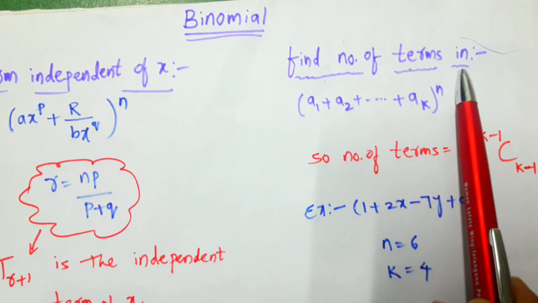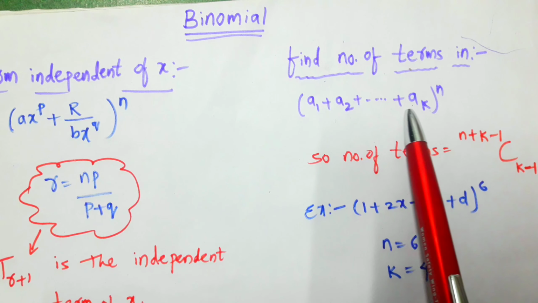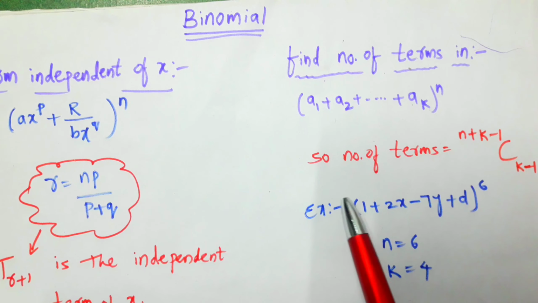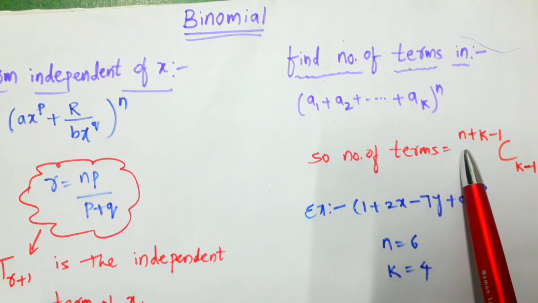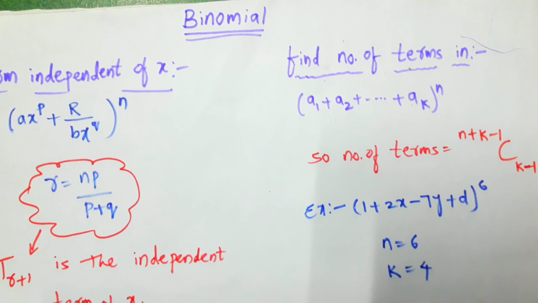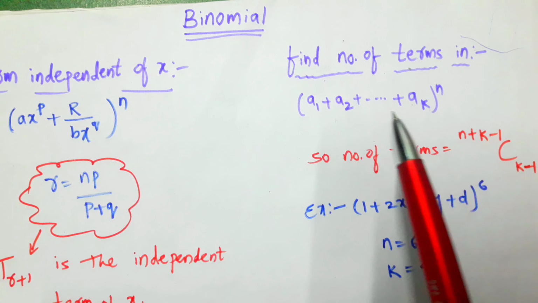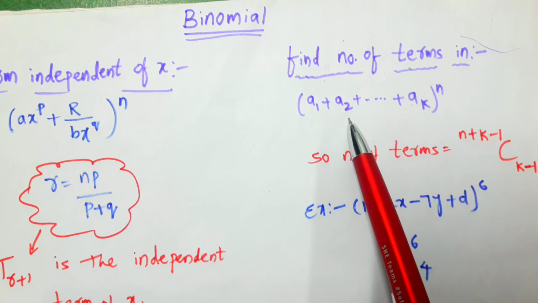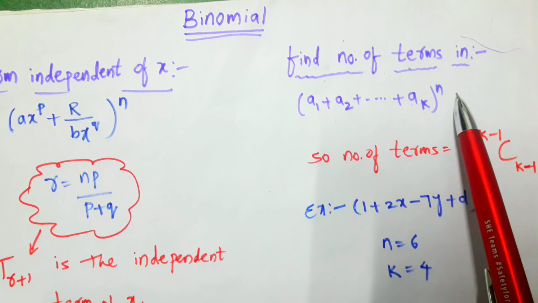Find the number of terms in (a1 + a2 + ... + ak)^n. To find the number of terms, what is the formula? (n+k-1)C(k-1). It is a formula to find the number of terms if any equation is in the form (a1 + a2 + ... + ak)^n.